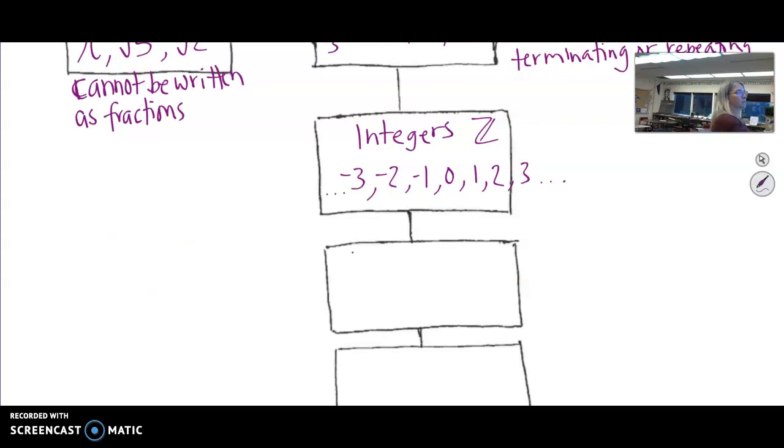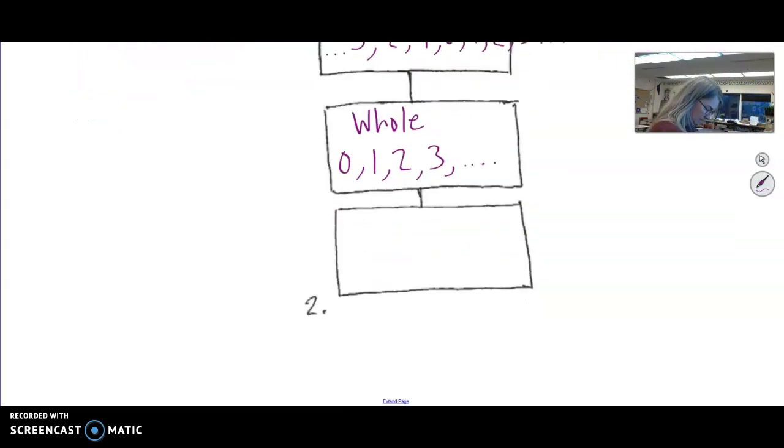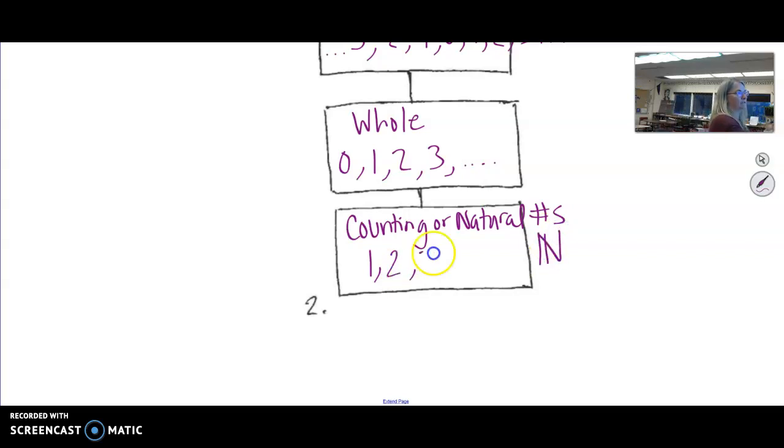And the integers can be broken down a little further into whole numbers. The whole numbers are just the positive, starting with 0 and then going up. It does not include the negative numbers. So 0, 1, 2, 3. And then we have what's called the natural numbers, also called counting numbers, starting with 1. So when we count, we start with 1, right? So natural numbers can be represented with the letter N with an extra bar. 1, 2, 3, 4, and so on up to infinity.